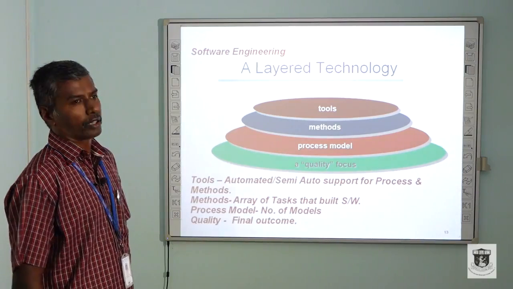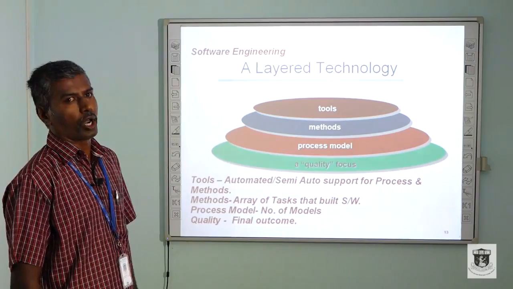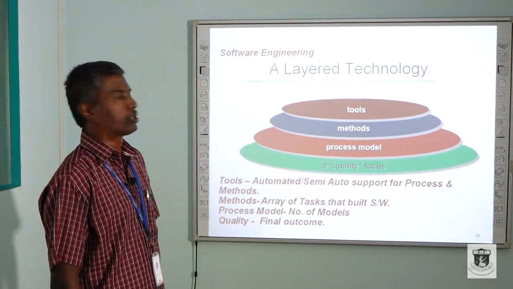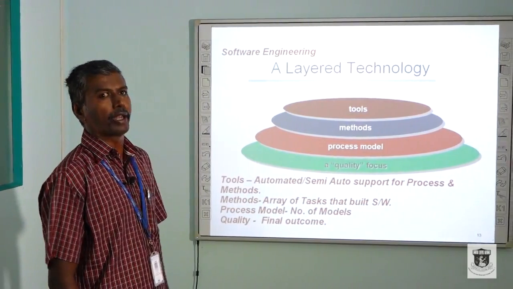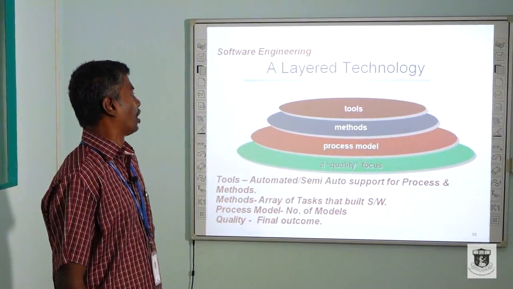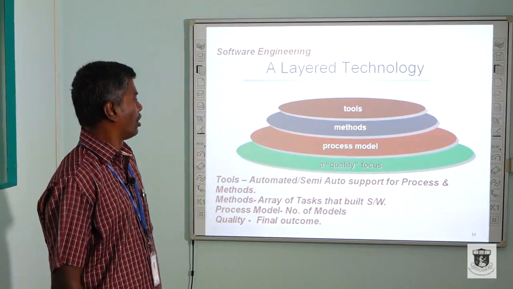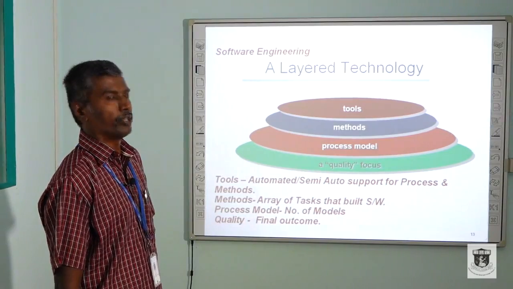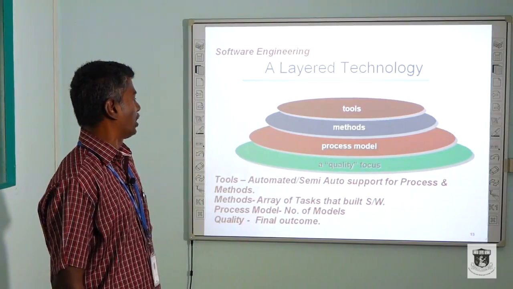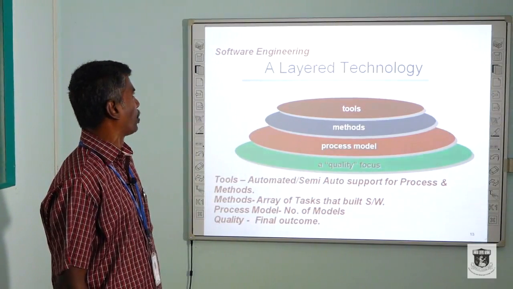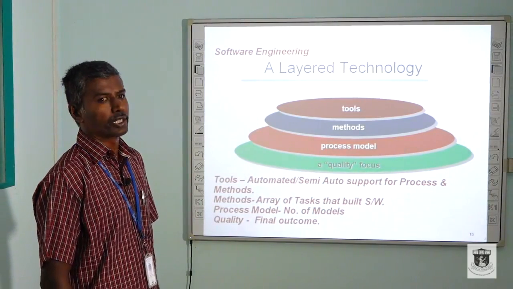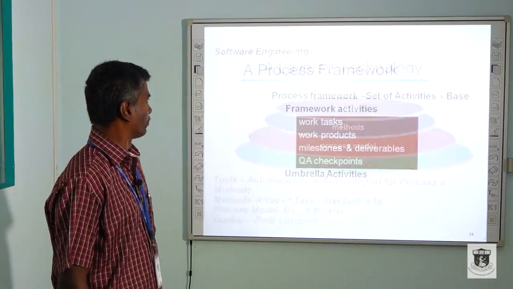The tools, methods, process models, and quality is the final focus. Tools are of two types, one automated and another semi-automated, which support the process and the methods. Methods are nothing but the array of tasks that build new software. Process models, that is a number of models which we are going to discuss in this layered technology. The quality is the final outcome of this software.